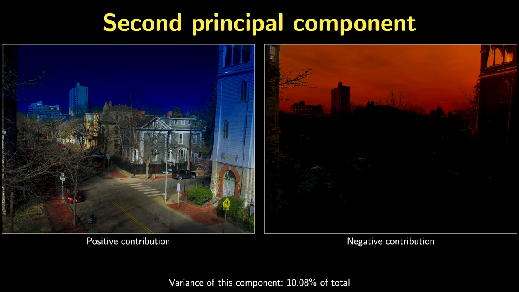Let's now look at some of the higher principal components. If we look at the second principal component, then we see that in the positive contribution, the gray house that's in the center of the frame is quite strongly lit. And in the negative contribution, we have a red-orangey cast in the sky. This component explains around 10% of the total variance. In particular, when the shadows start to pass across the street, there are some periods where this grey house is quite brightly illuminated, and this component can allow us to capture that illumination more accurately.